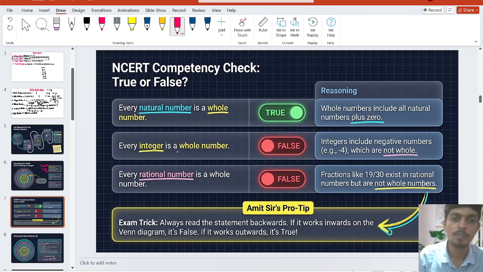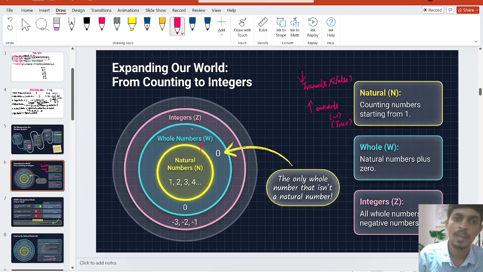And here it says every integer is a whole number. Every integer is a whole number. This is towards inwards. We come from integers to whole numbers. So this is inwards, so this is not true.